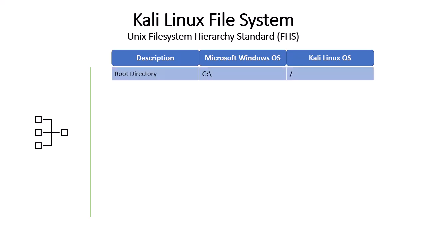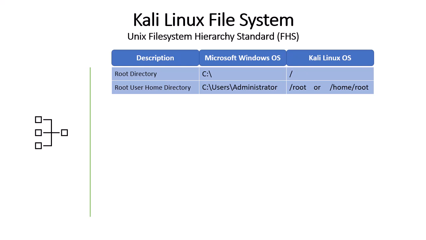First of all is the root directory. In Microsoft Windows, it's the main C drive. On Kali, it's noted with the /. Also, it's good to understand that on a Linux system, we don't have the notion of a C or D or any letter drive.